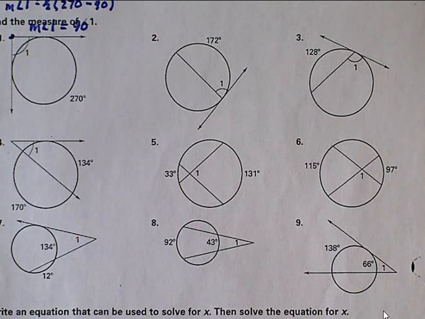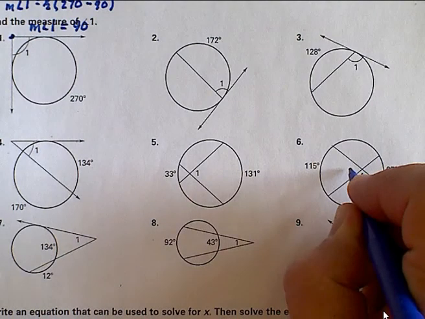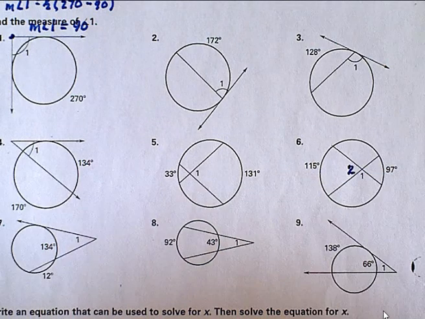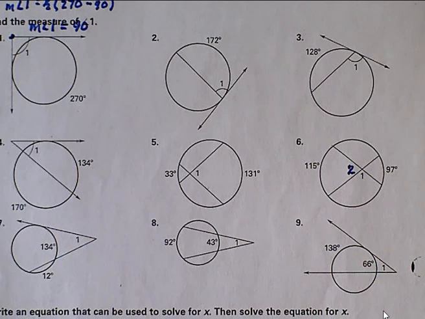Number 6 is one that's a little bit trickier than the other examples I gave you, because notice the arcs that are given and notice the angle that's given. The vertex is inside the circle, which means we take half the sum, but it's the wrong angle. So here's what I'm going to do with this problem. I'm going to label this angle 2. Now what I'm going to do is set up and solve for angle 2.